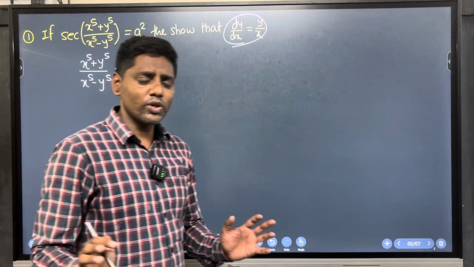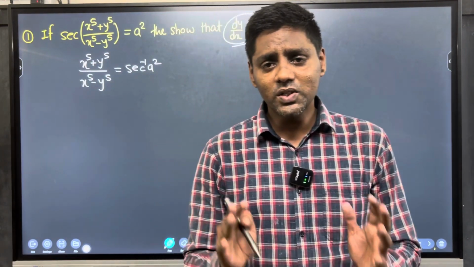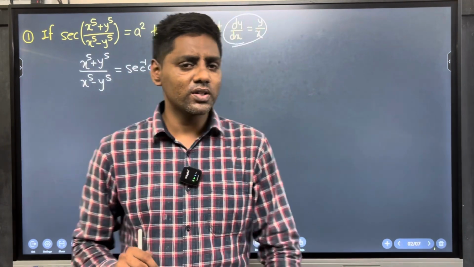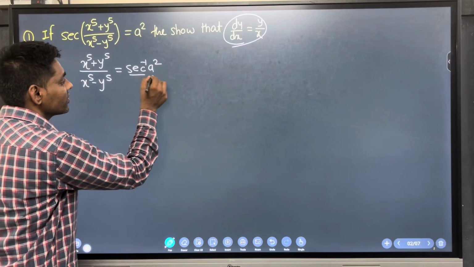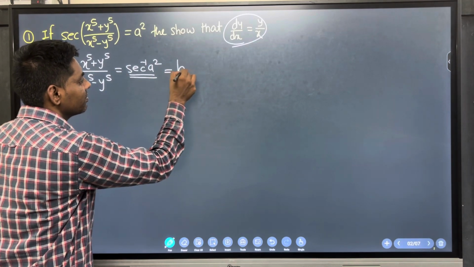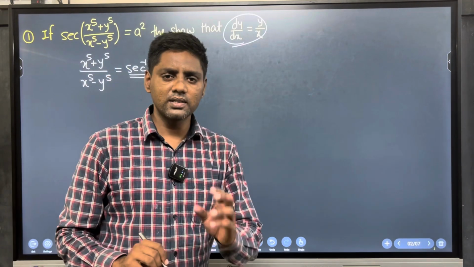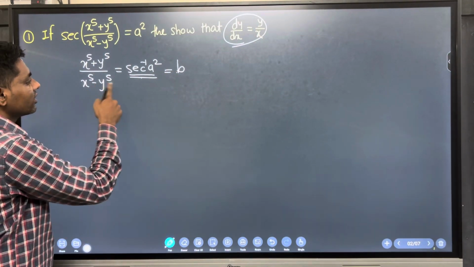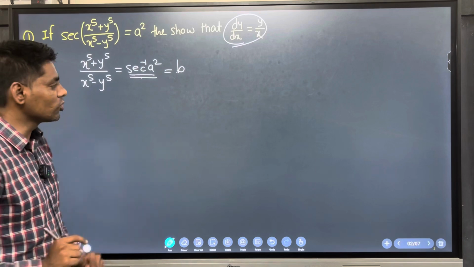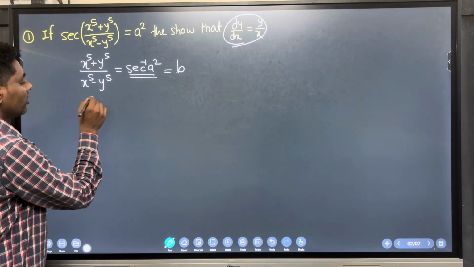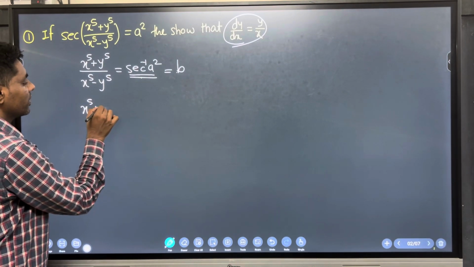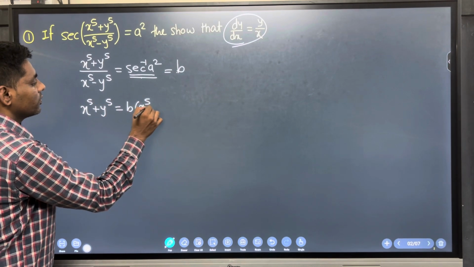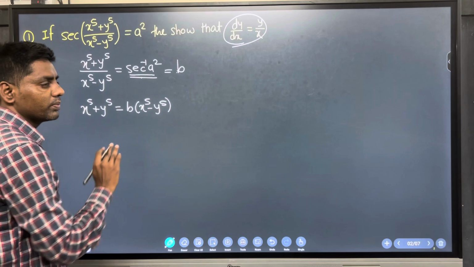This question is solved very simply. Whatever constant you get, let that constant be a simple constant. Consider it as the number b. After considering the constant, the denominator goes to the other side as multiplication. Basic rule. So what is remaining on this side? x raised to 5 plus y raised to 5 equals b into x raised to 5 minus y raised to 5.